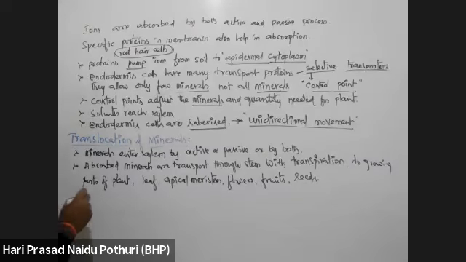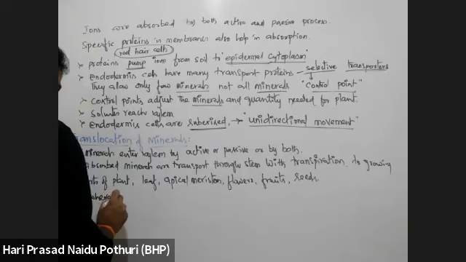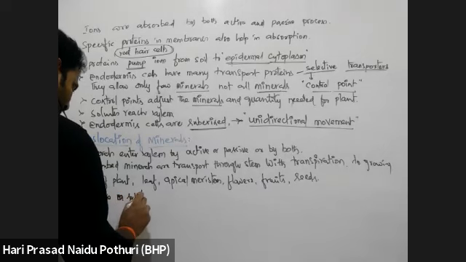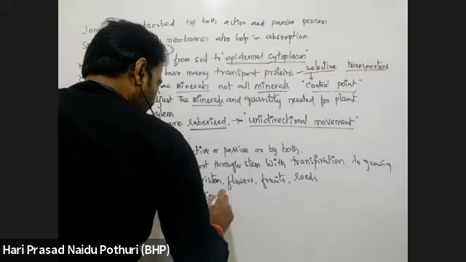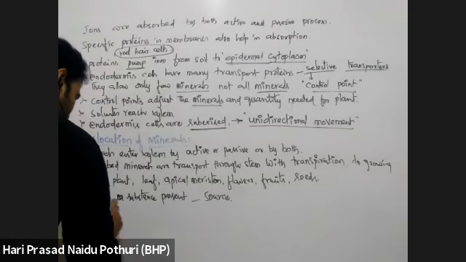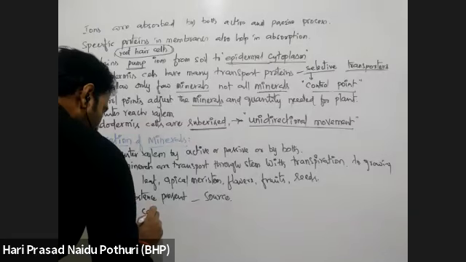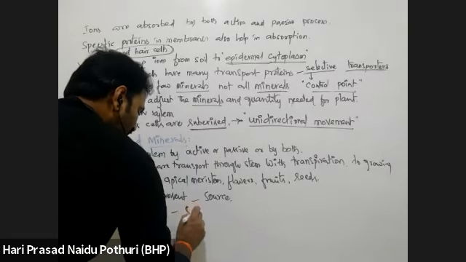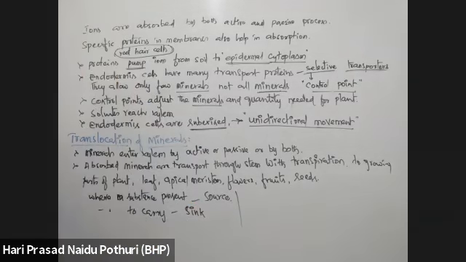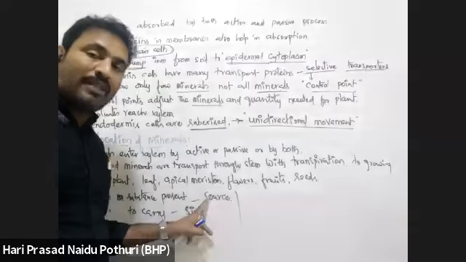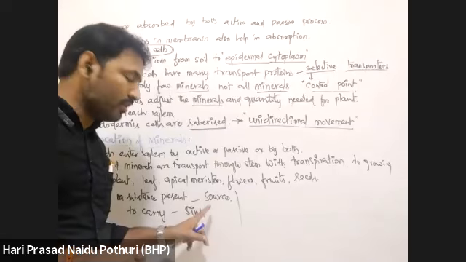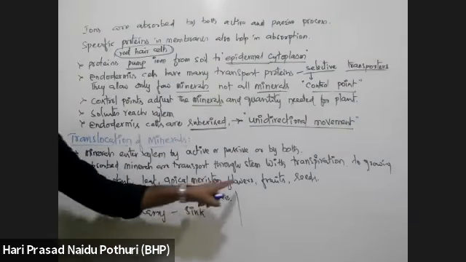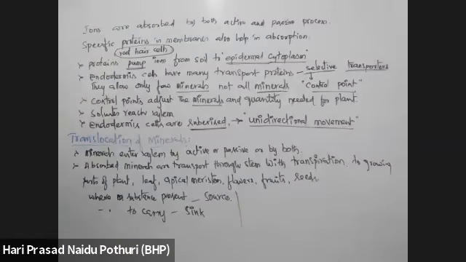So here, where a substance is present, that is what we call source. And where it is to be carried, to be transported, that is called sink. Source means, if water is absorbed by the root, the root is the source now, because minerals are present in the root. Here, the place to which minerals are carried, the flower, is the sink. So between that source and sink there is a transport.